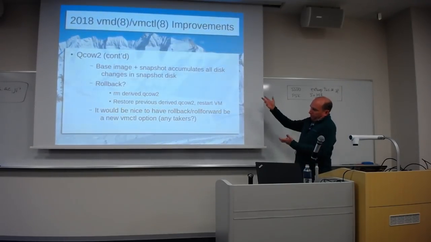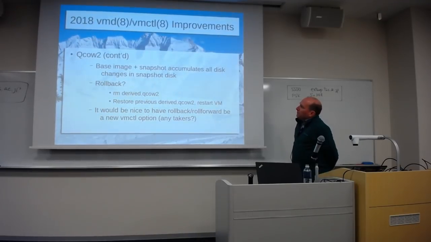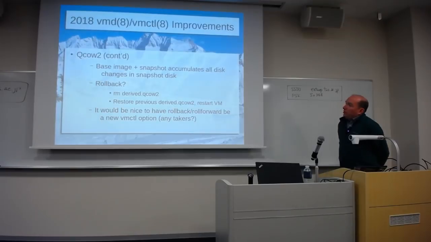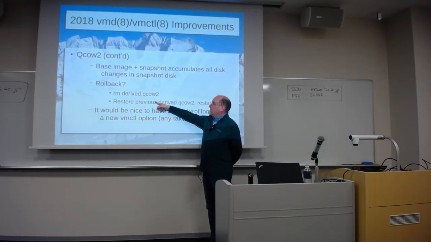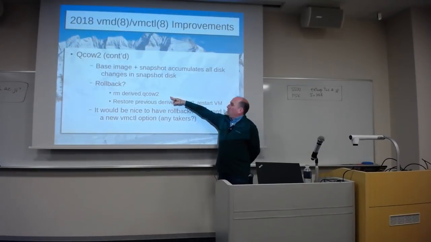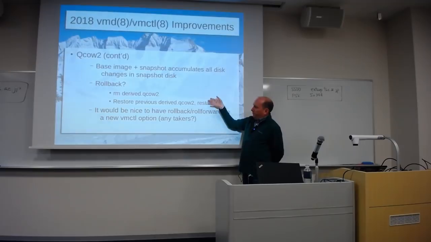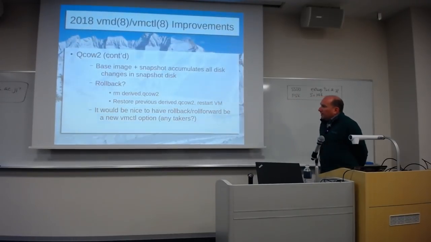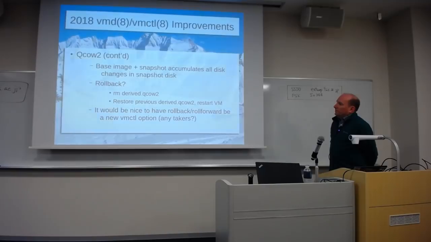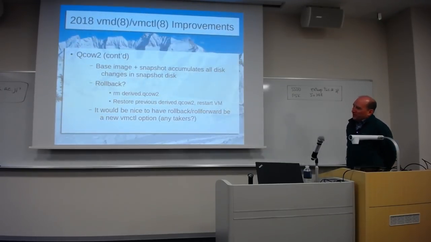It's basically what I just mentioned. All the changes accumulate in the upper layer, and if you want to roll back, you just delete the one you changed and restore a previous one, or just recreate it again. Here's an option out there for the world that's listening. It would be nice to have rollback and roll forward be a new vmctl option. Any takers? That should be a fairly easy way to get involved with the project if you want something new that's small and bite-sized. It's probably not that difficult.